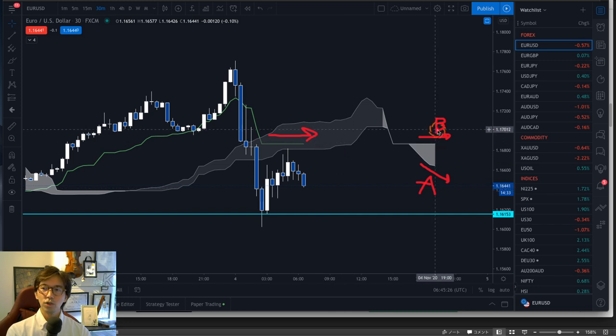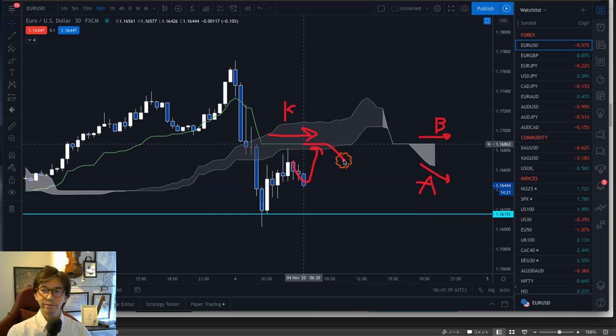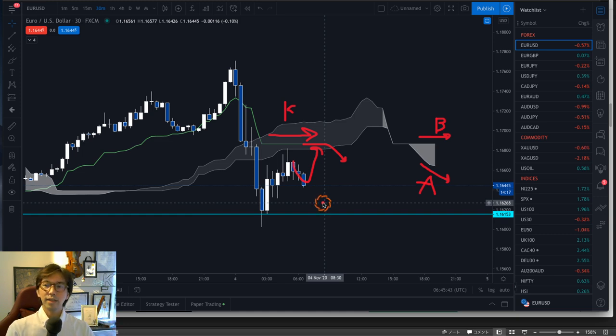So when you see Senko Span B and also the Kijun Sen flat, then the price may come back to Kumo or Kijun Sen. So in this case, in 30 minute chart, I would wait for the Kijun Sen to go down to look for the sell chance in lower time frames. And this is how I wait until I confirm the decent downtrend in this case.